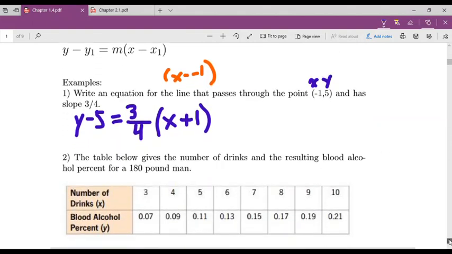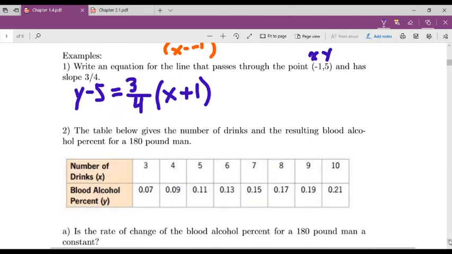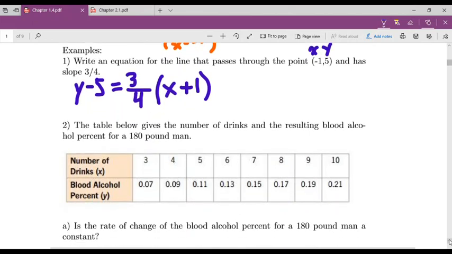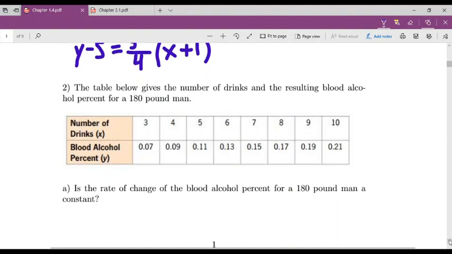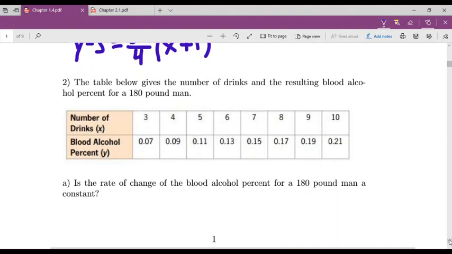Number 2 says, the table below gives the number of drinks and the resulting blood alcohol percent for a 180-pound man. So you have the number of drinks x, and you got the blood alcohol percent y. A says, is the rate of change of blood alcohol percent for a 180-pound man constant? What I could see here is 3 to 4, that changes by 1.